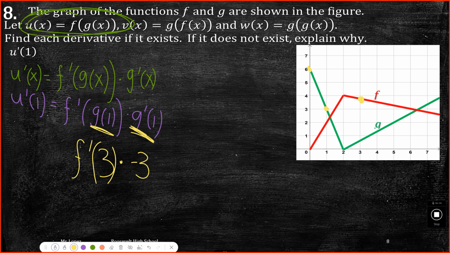It's a line again. Negative 1 over 1, 2, 3, 4, so negative 1/4. So negative 1/4 times negative 3 is going to be 3/4. So 3/4 is the answer.